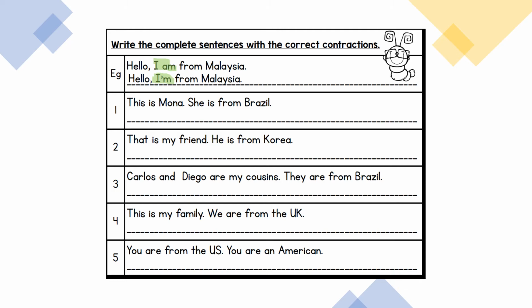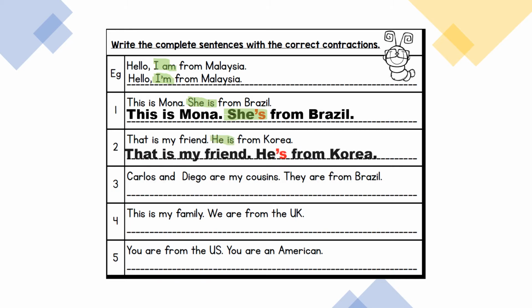This is Mona. She's from Brazil. We use the second word here, the one with the pronoun she is, we change it into she's. For number 2, that is my friend. He is from Korea. So look here, he is. So the answer should be, that is my friend. He is from Korea.